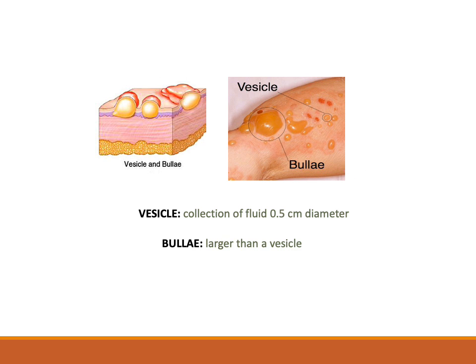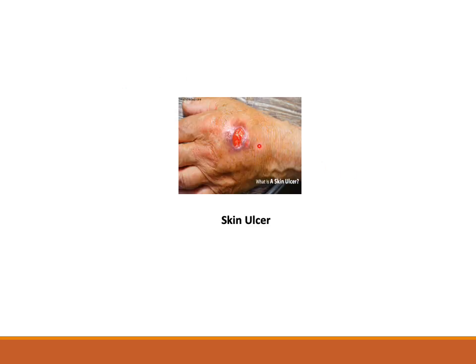All right. Now this is a skin ulcer. When you have an ulcer, there's an excavation of the skin, and this does not just occur in the skin, but also in mucous membrane. So there's an excavation or a defect in the surface of the skin or the surface of the mucous membrane. That's what you call an ulcer.